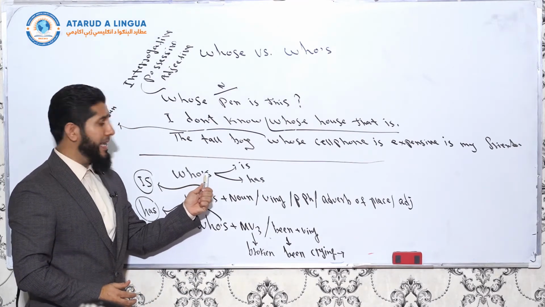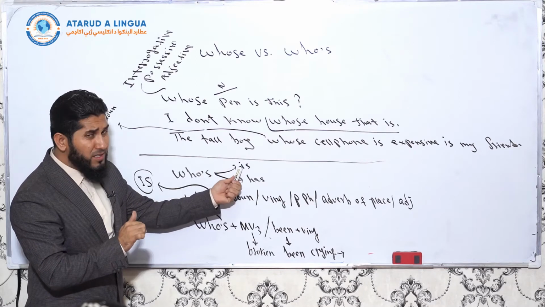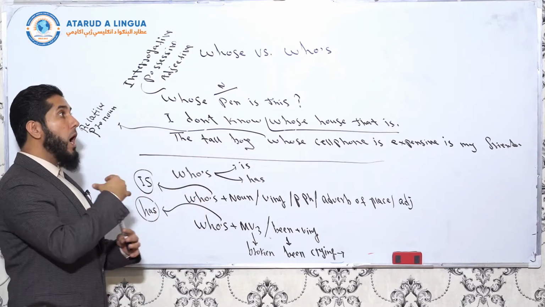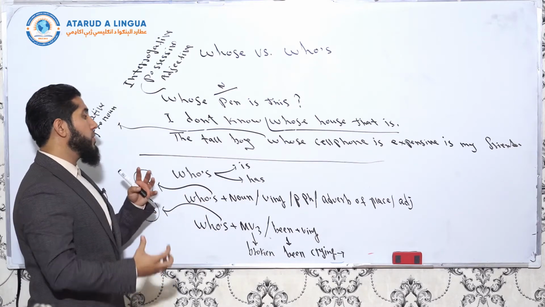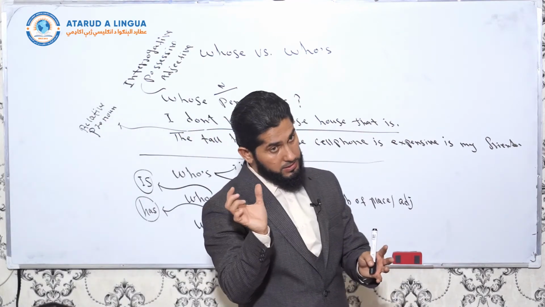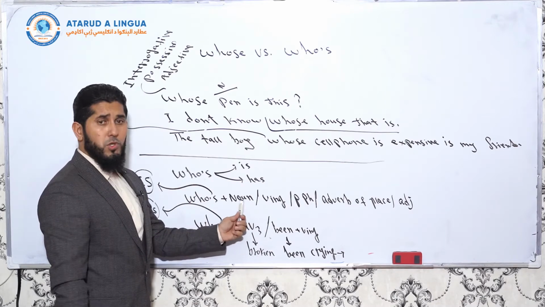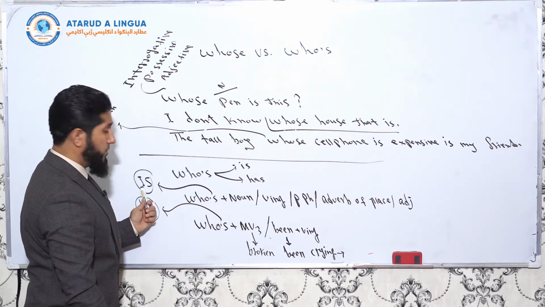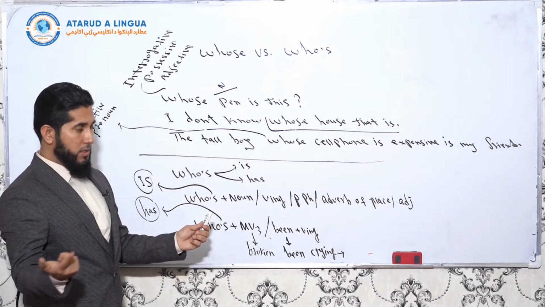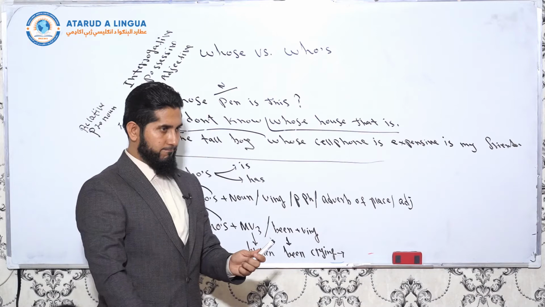Who's, who apostrophe s, is the contraction form of either is or has. It is the short form of is or has. So how do you know whether it is the short form for is or for has in a sentence? Look, if it's followed by a noun, you should know that it is the short form for is. For example, who's Jamal? Who is Jamal? Who's your brother? Who's your friend? Brother, friend, it's a noun.